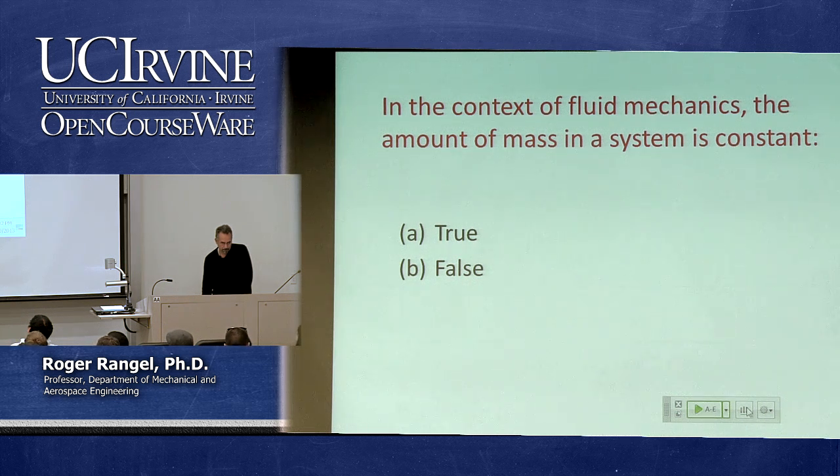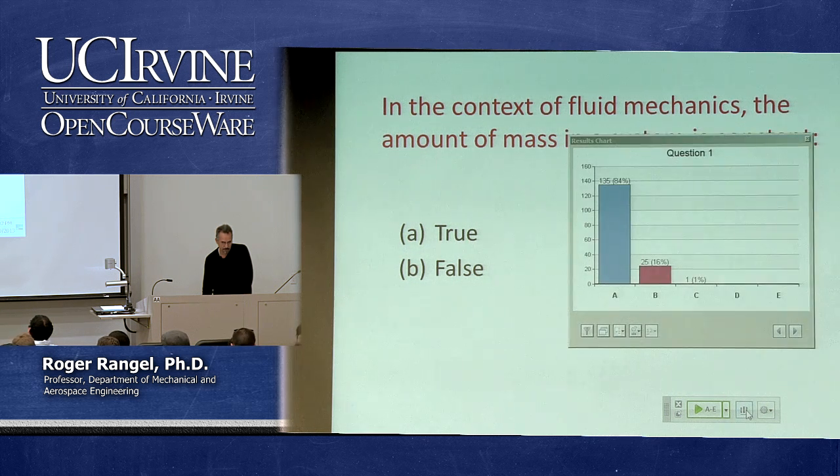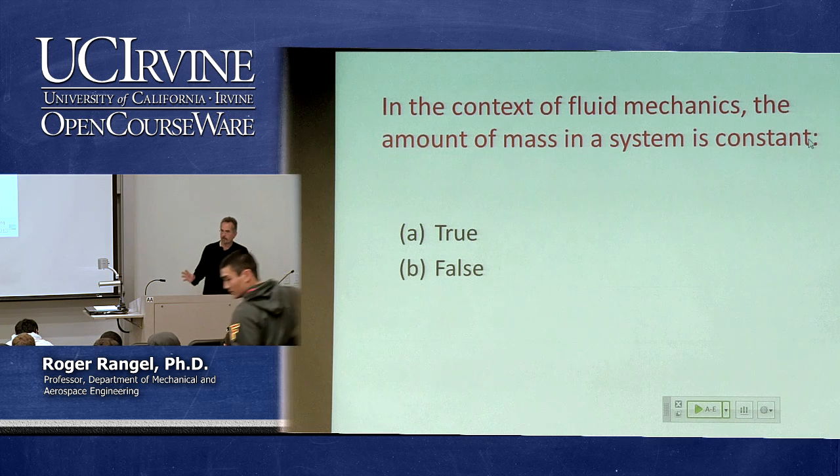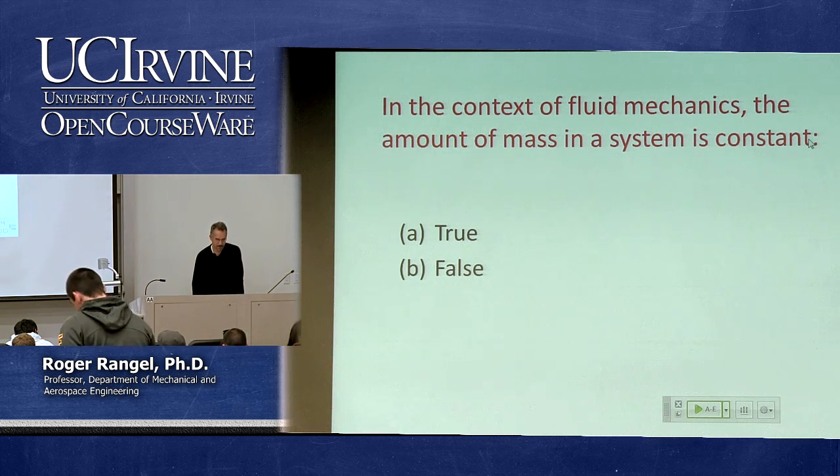Okay, in the context of fluid mechanics, the amount of mass in a system is constant, true or false? Yes, it is true. What's another name for a system in fluid mechanics? Control mass. It's a good one. Control mass. Okay, the next one.